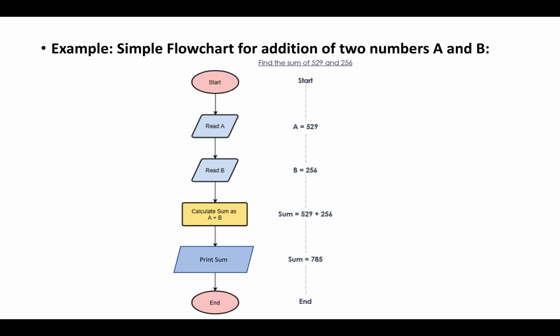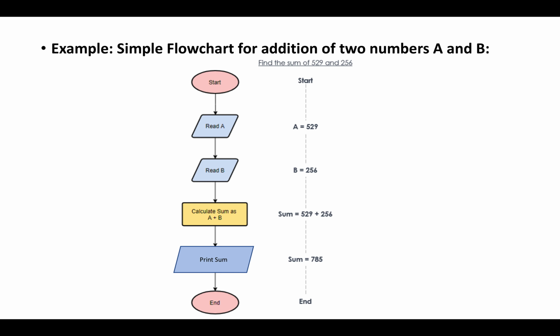Then the next step is to calculate the sum of numbers a and b. So in the processing box, we have mentioned calculate sum, which is equal to a plus b. And the next step is to print that sum onto the screen or onto a file, followed by the end of the process. Please note that all these symbols are connected by a downward arrow, which represents the flow of the program from top to bottom.